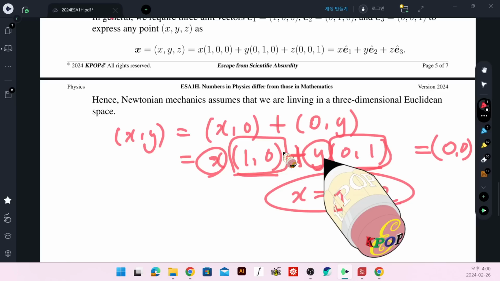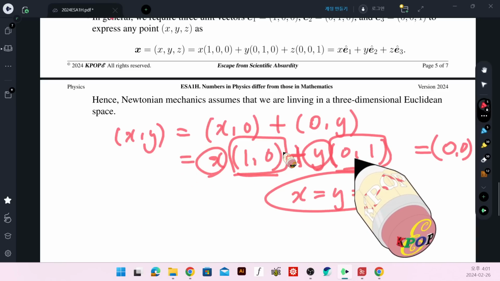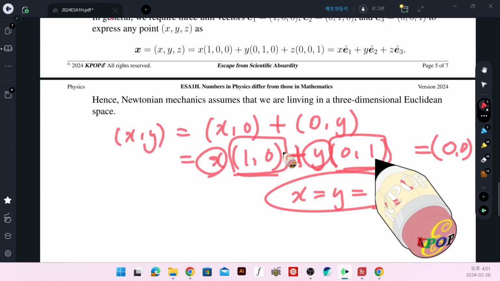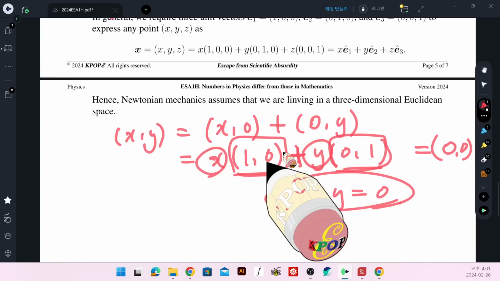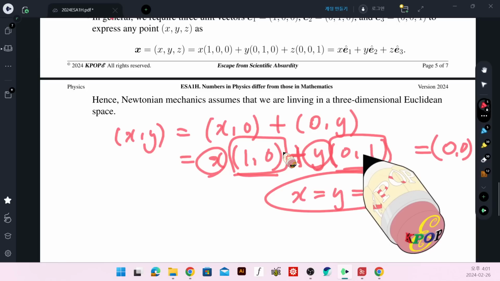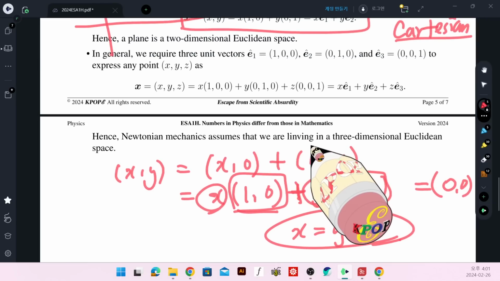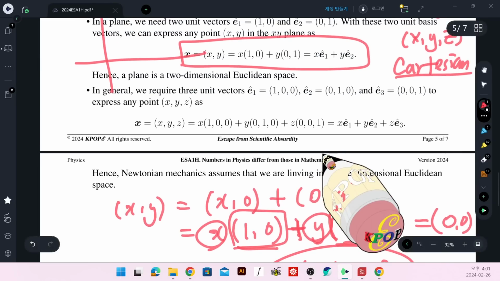So this way of representing a vector in terms of a basis, they are linearly independent. So using the basis makes the representation of a vector in terms of coordinates uniquely defined. That's the reason why we learn these Cartesian coordinates from elementary school to high school, and still we are learning.